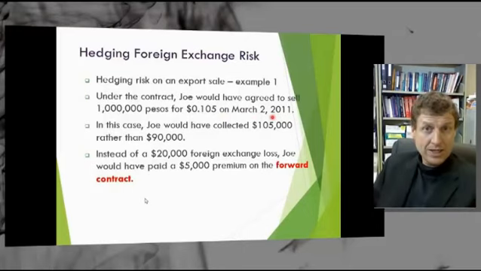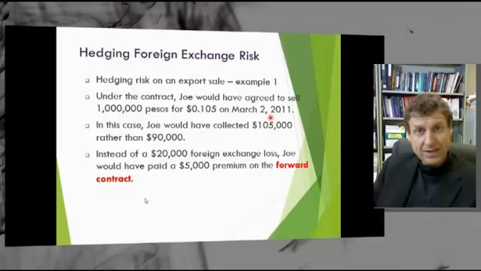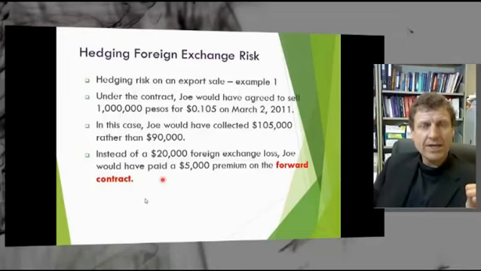That's better than what it turned out to be, 9 cents. That's the spot rate. But who can predict the future? And again, Joe is not in the business of speculating, so let's try and hedge and protect any upside or downside in the changes in foreign exchange. In this case, Joe would have collected $105,000 rather than $90,000. Instead of a $20,000 foreign exchange loss, Joe would have paid a $5,000 premium on the forward contract. Now that's how you hedge a foreign exchange risk. Now, of course, if the peso went up to 13 cents, then Joe would have missed out on that foreign exchange gain in the future.